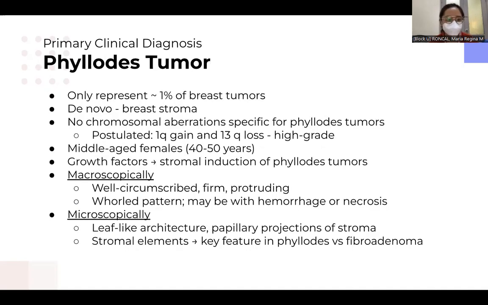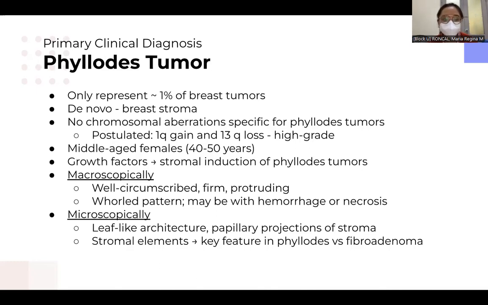So phyllodes tumors are non-epithelial neoplasms of the breast and only represent approximately 1% of breast tumors. So these typically develop de novo outside of breast lobules and ducts, within the breast's connective tissues called stroma, which include the ligaments and fatty tissues.